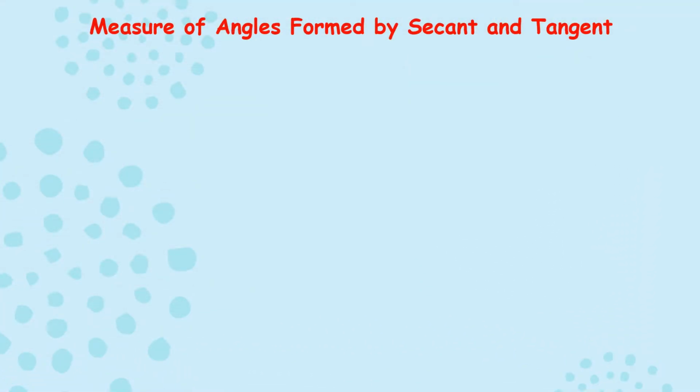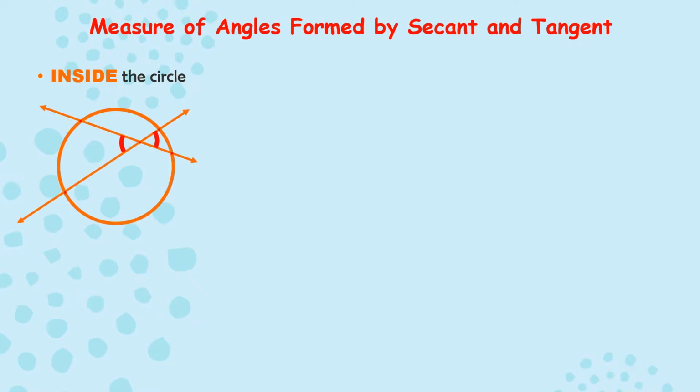Measure of angles formed by secant and tangent. In our previous video, we discussed that the angles formed by secant and tangent are grouped into three. The first one is the angle formed inside the circle. If the angle is formed inside the circle, you can easily get the measure of your angle by getting 1/2 of the sum of the intercepted arcs of the vertical angles formed inside the circle.